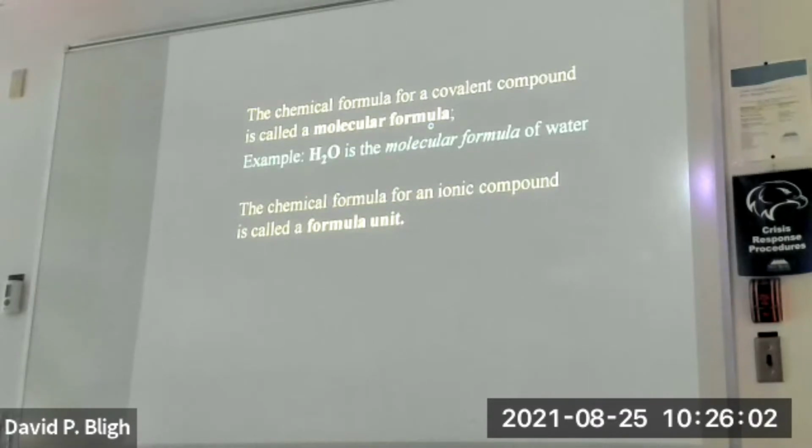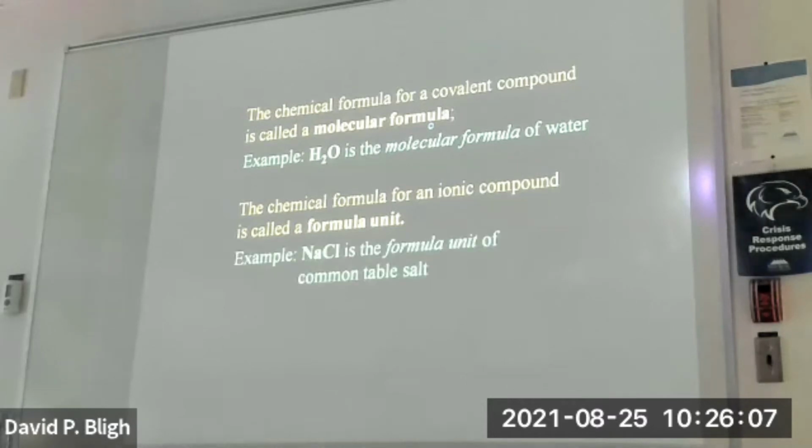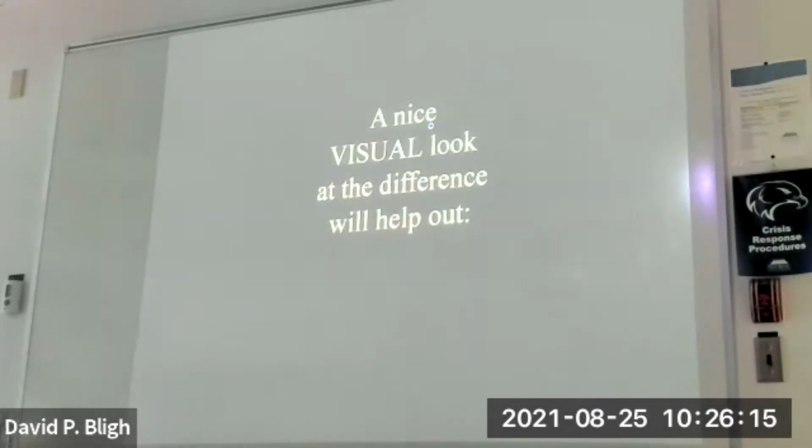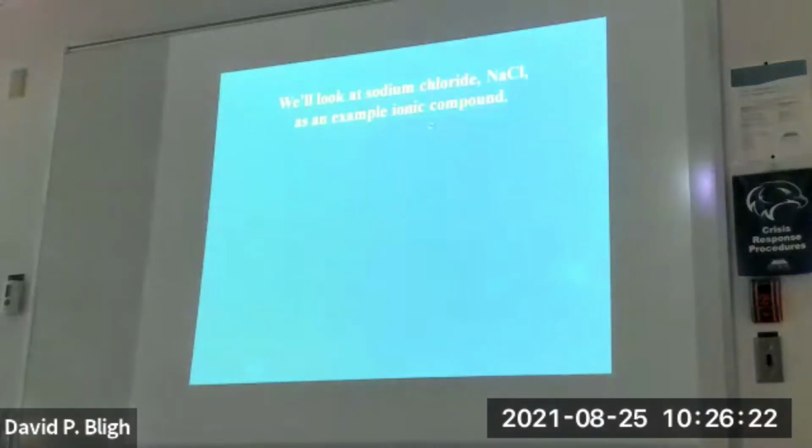So an example of a molecular formula, H2O, which is water, and for a formula unit, NaCl, the formula unit of common table salt. So what's the difference? If we look at the structure visually, I think we can see very much what the difference is. So let's first look at sodium chloride. This will be our example ionic compound.